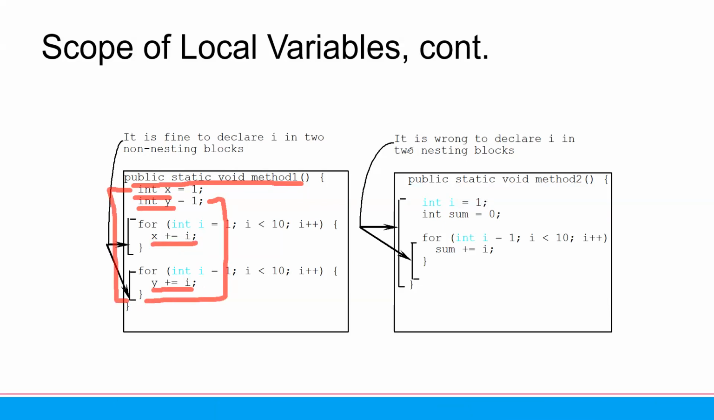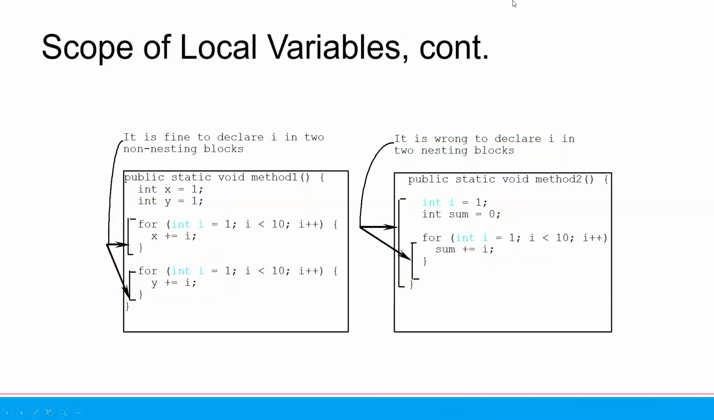But let's see. It is wrong to declare I in two nesting blocks. Here you define I as integer. After you define this I, it should work from this block until the end of the block. But here you define integer I again. Then it is double. You already defined it here, but you define another. Then this is wrong. Once you define your variable, you cannot define the same variable.